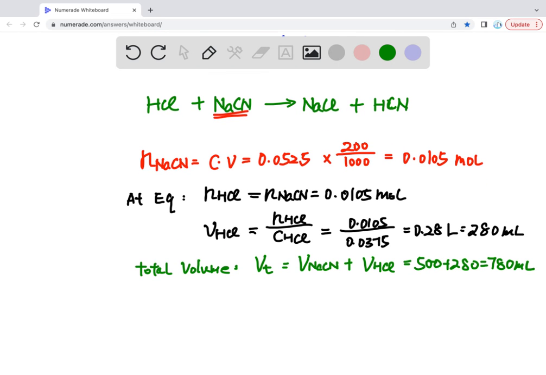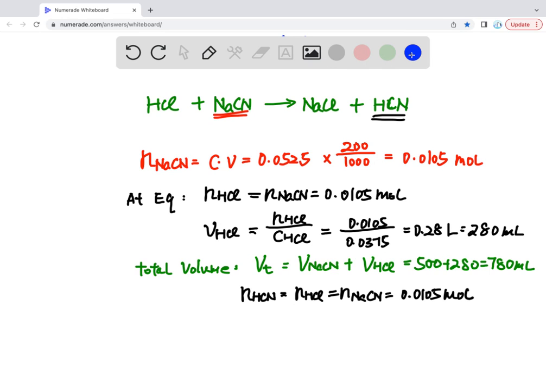And also, in this case, we find since it's a stoichiometric reaction, all the sodium cyanide and the HCl will be converted into the HCN. So in this case, the moles of the HCN will be equal to the moles of the HCl or moles of the sodium cyanide. So that's about 0.0105 moles.